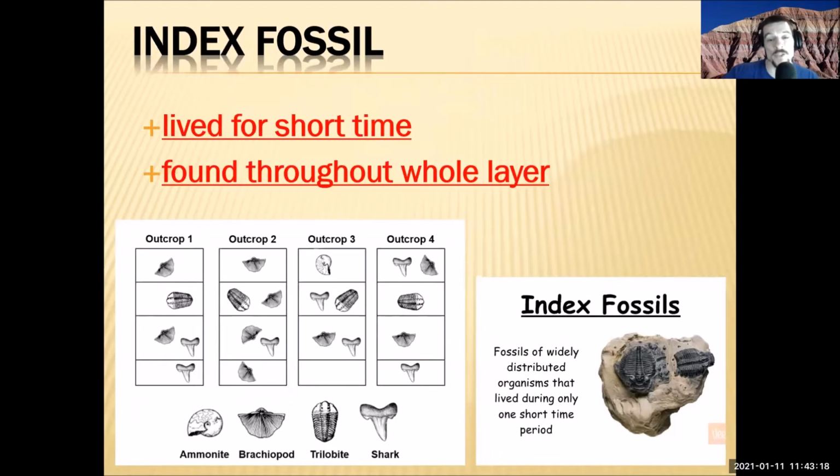Okay, an index fossil is a very specific type of fossil. An index fossil actually helps us determine the age of a rock layer. Now, it has to be an organism that lived for a short amount of time, and as we see on the notes, it has to be found throughout the entire layer. These organisms were distributed widely, not just in a small area, but in a wide area. I want to go to the next slide so I can explain this image. Make sure you wrote down index fossil, lived for a short time, found throughout entire area.